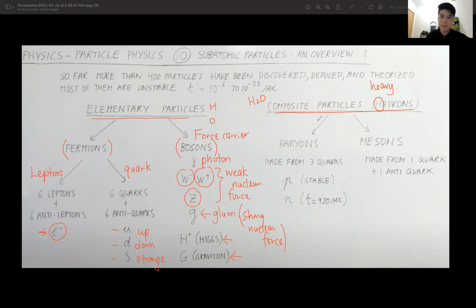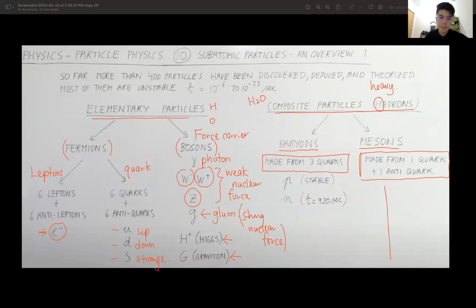So now we go to the composite particles. Composite is divided into two: the baryons and the mesons. For the composite, they won't ask that many questions, but the thing you need to know is this: all baryons are made from 3 quarks. They will ask this and you need to know this. And all mesons are made from 1 quark and 1 antiquark. You have a lot of mesons. Later, I will show you the list.